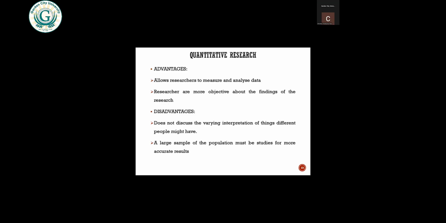Another one is that a large number of the population must be involved in this study for it to be more accurate. The larger your sample size in a quantitative study, the more accurate your results are going to be. If your sample size is small, your research would not be accurate. But if your sample size is large, your research will be very accurate. So that is one thing about quantitative research.